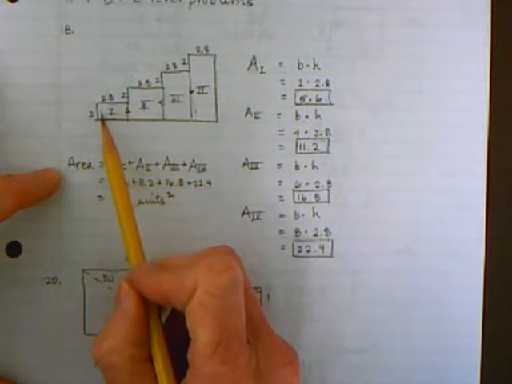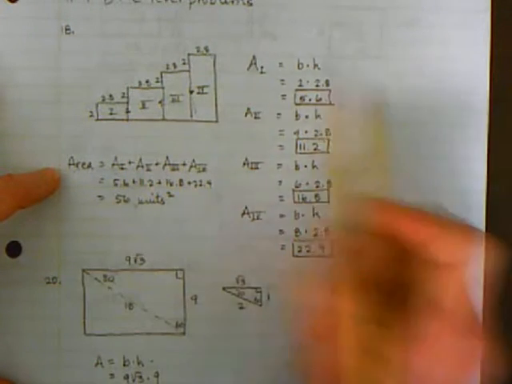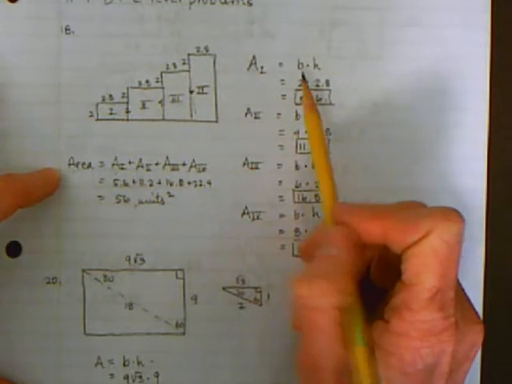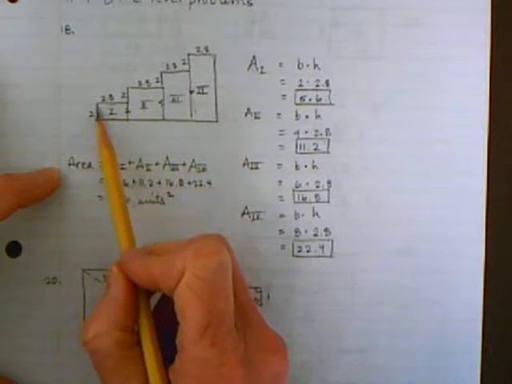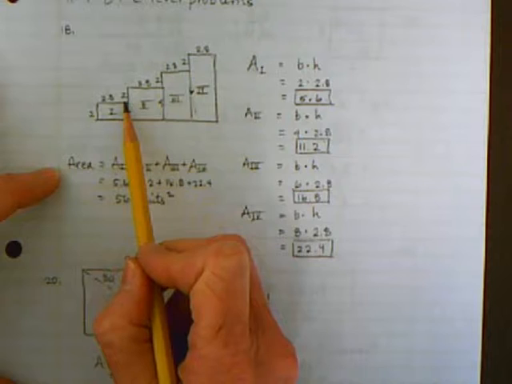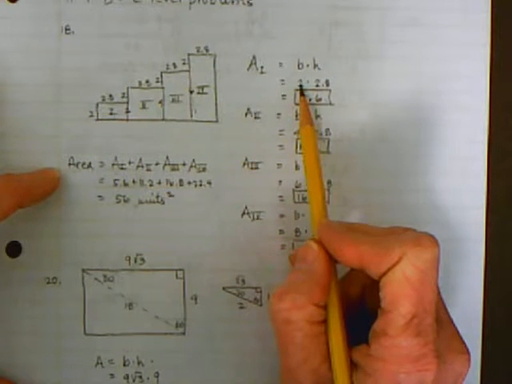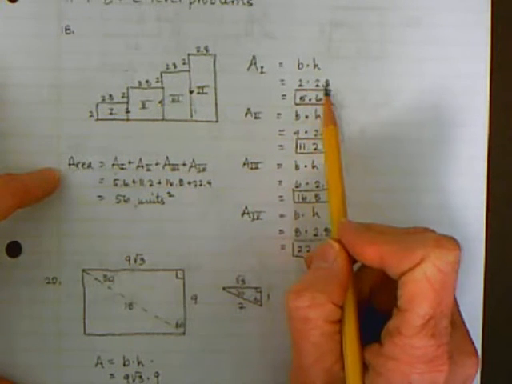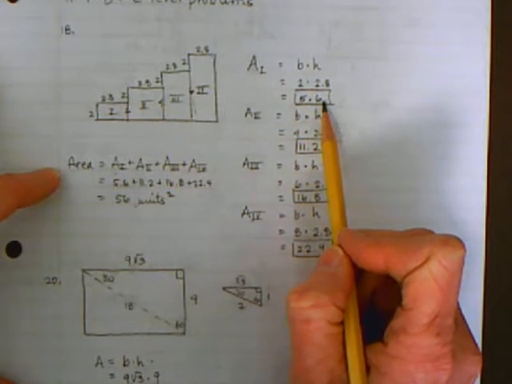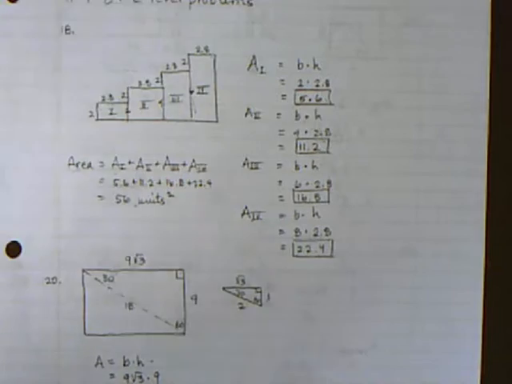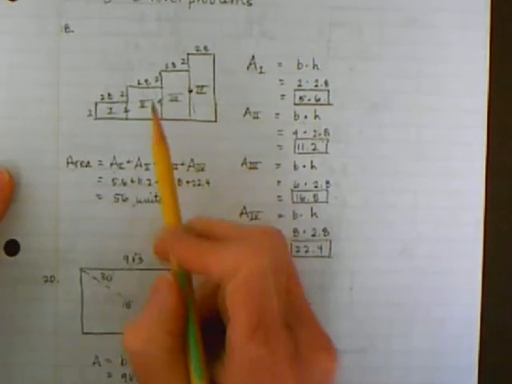Region 1 is just a rectangle, so we know that the area for a rectangle is just base times height. Here my base is 2, and my height is 2.8. I could have called 2.8 my base, and I could have called my height 2, so it doesn't matter what order you get these in, for a grand total of 5.6 units squared, which I did not write. Bad me. Okay. Region 2, again, I have a rectangle.